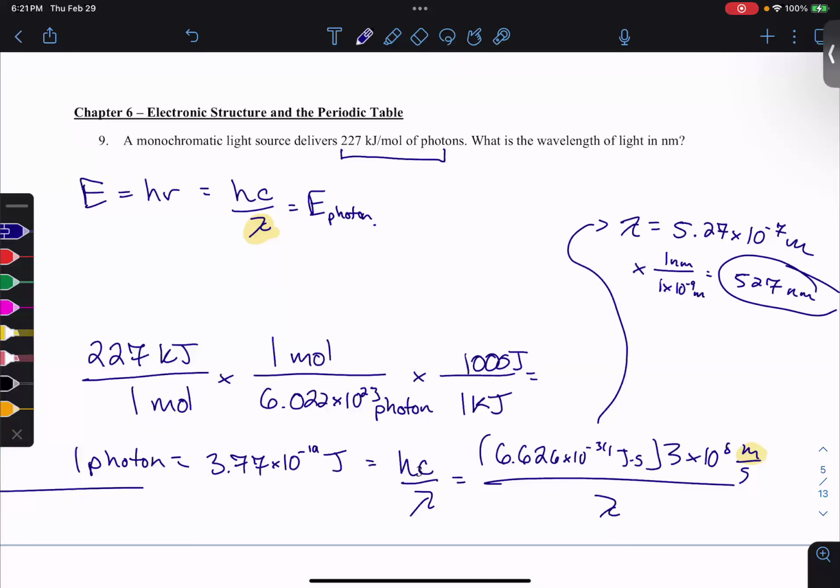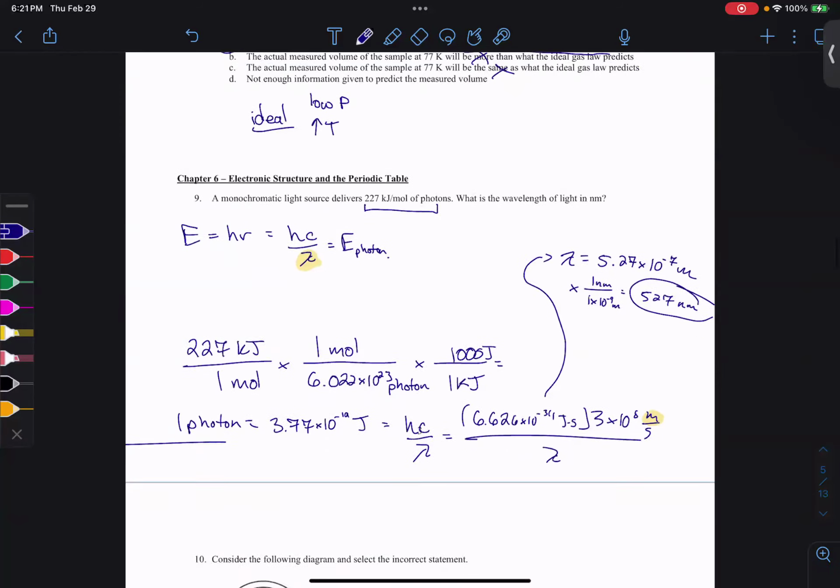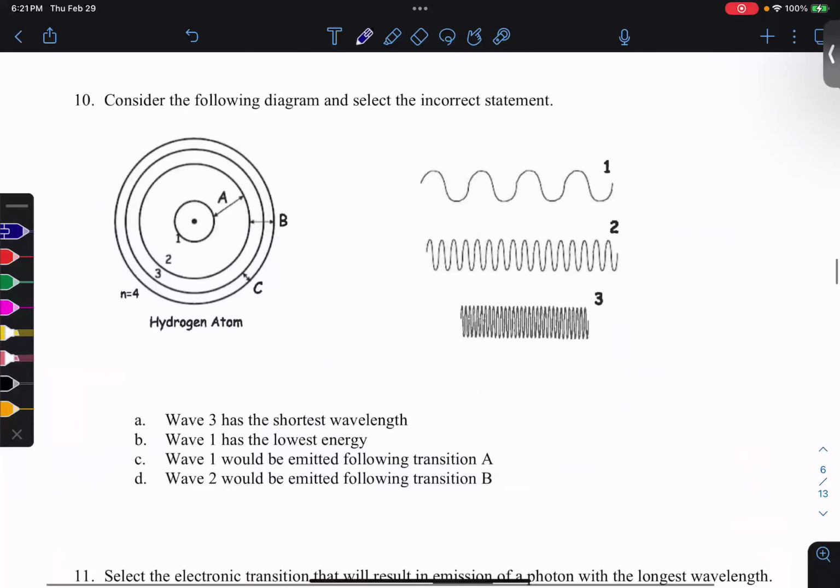Okay, all right. So that's a plug and chug. All right, let's look at this diagram and select the incorrect one.